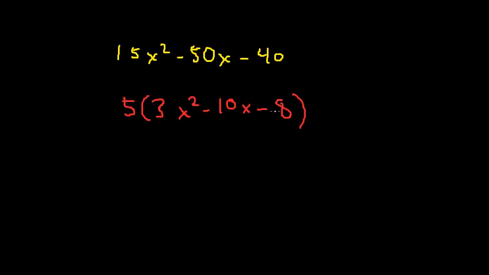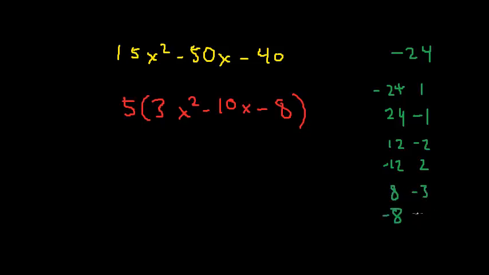So I'm looking for 3 times negative 8, which gives me a negative 24. And I look for factors of negative 24 that add up to a negative 10. So I have a lot of factors of negative 24. I can do negative 24 and 1, or 24 and negative 1, 12 and negative 2, negative 12 and positive 2, 8 and negative 3, negative 8 and positive 3, negative 6 and a positive 4, or 6 and negative 4. And these are all my factors of negative 24.